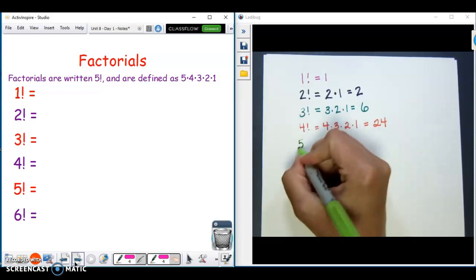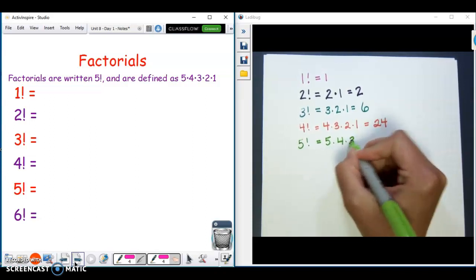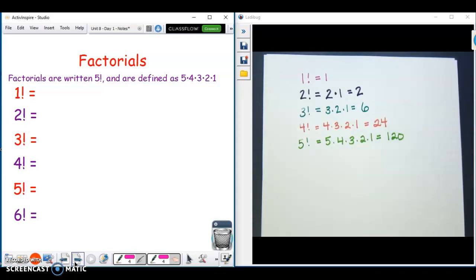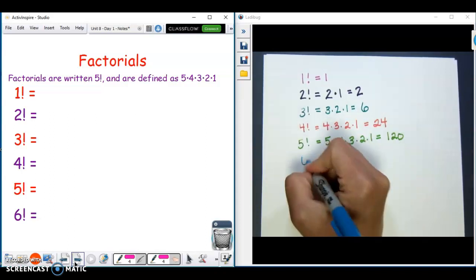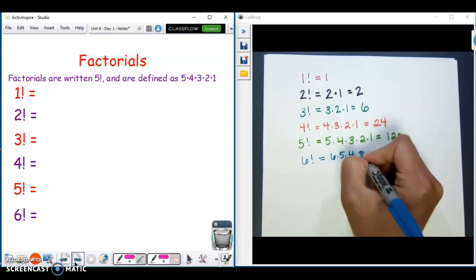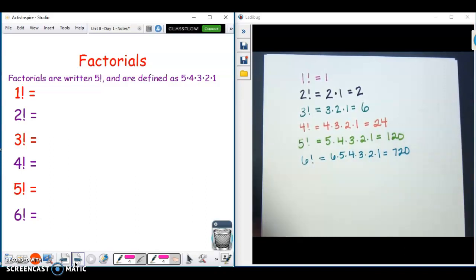5 factorial, 5 times 4 times 3 times 2 times 1, which is 120. And it keeps going on forever, but we're only going to go to 6 factorial, 6 times 5 times 4 times 3 times 2 times 1, which is 720. So these factorials could be written somehow as, think about maybe a recursive formula, because you take the previous term and you keep multiplying it, okay?